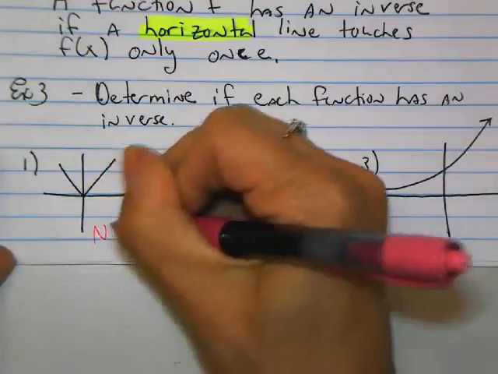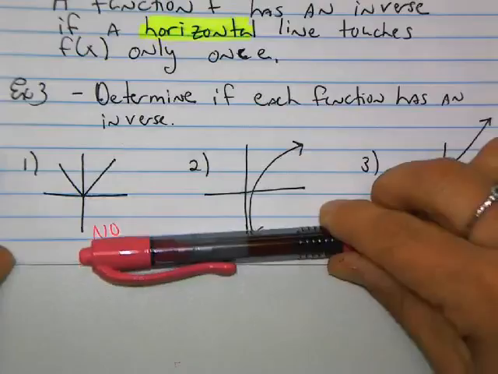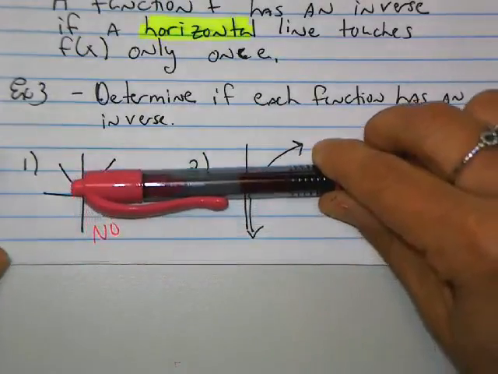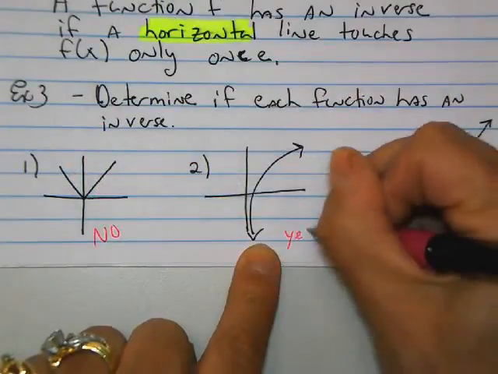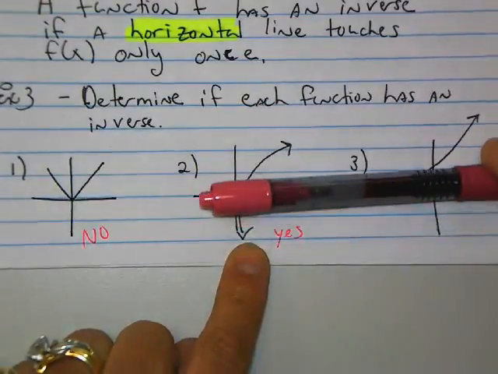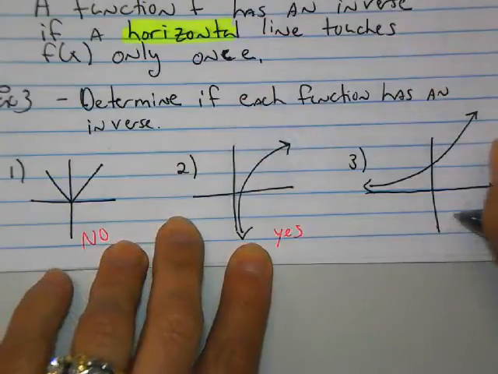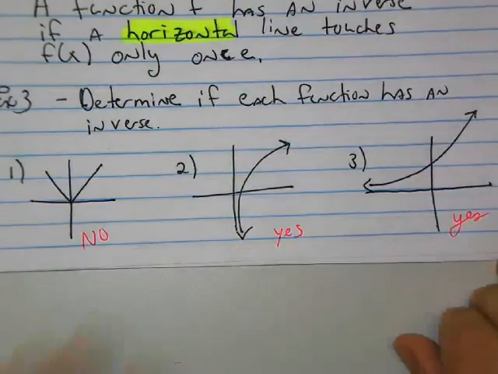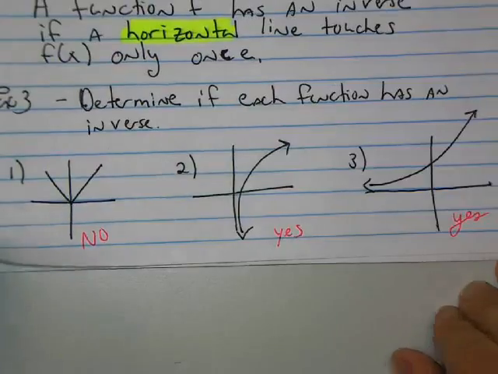Okay, let's try this one. So my horizontal line, as I go up, up, up, up, up, it's only touching this particular curve once. So this has an inverse function. So I want you to look at number 3. Utilize this horizontal line test and see what you think. And I'm hoping you said yes. So let's try to do maybe one more example and then we'll call it a night.